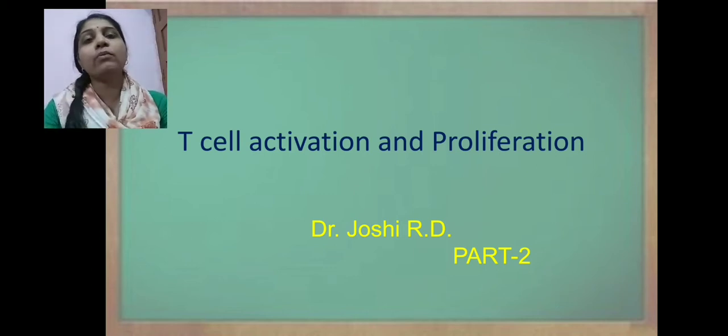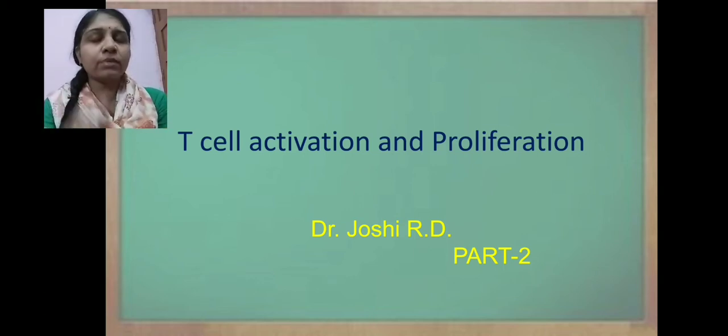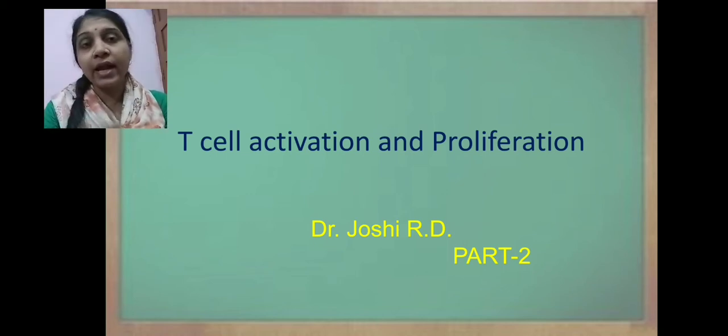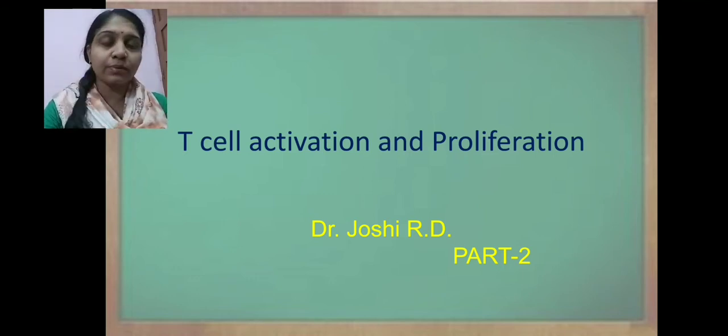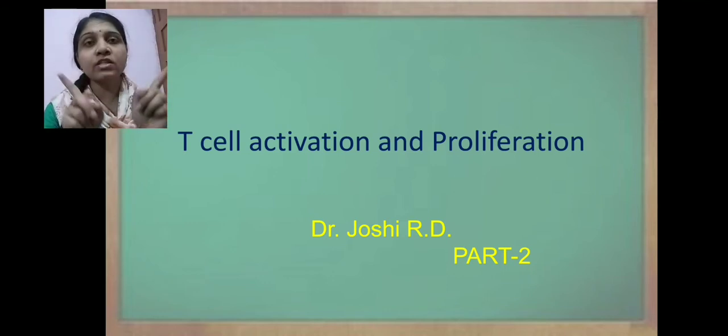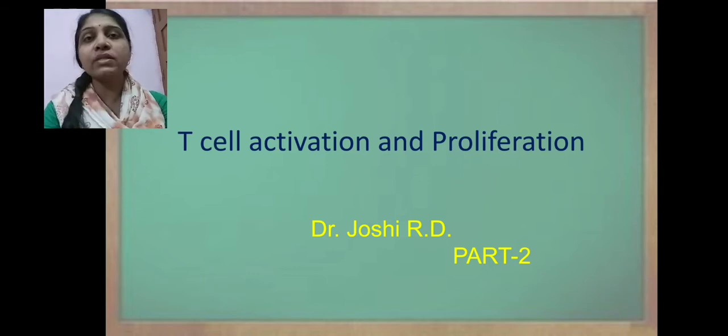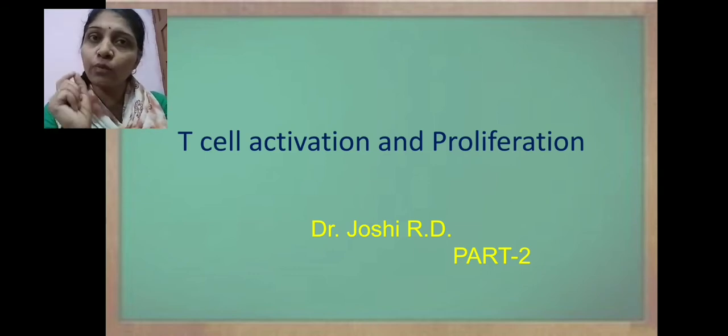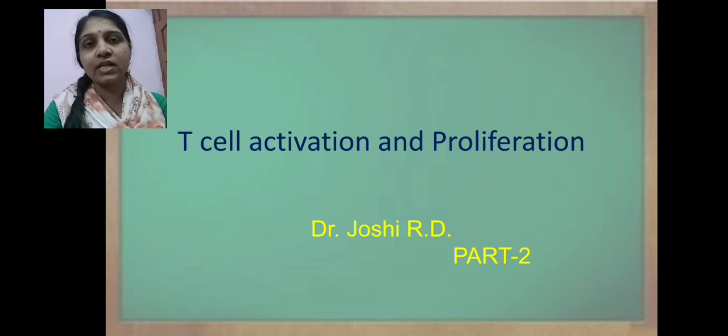As the site of development is the thymus, these are called T lymphocytic cells. Now there are two major subpopulations of the T lymphocytic cells, the T helper cells and the T cytotoxic cells, which are differentiated into these two types on the basis of two different markers present on the surface of these cells. On the T helper cell there is the CD4 marker, and on the T cytotoxic cells there is the CD8 marker.